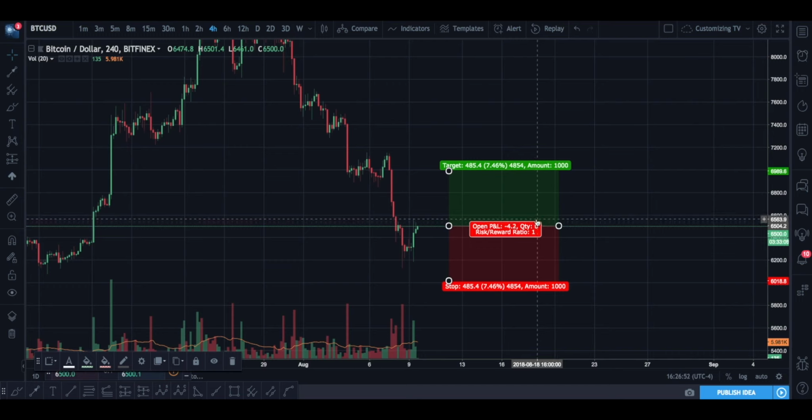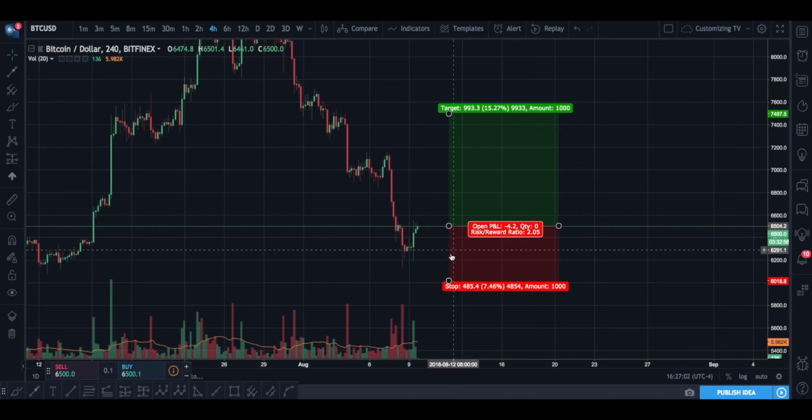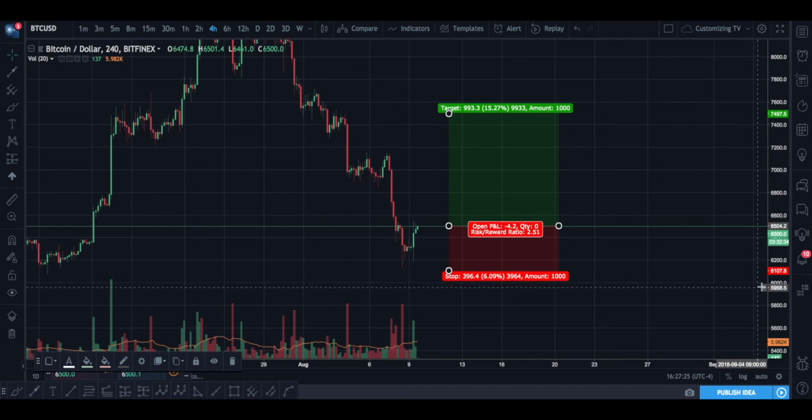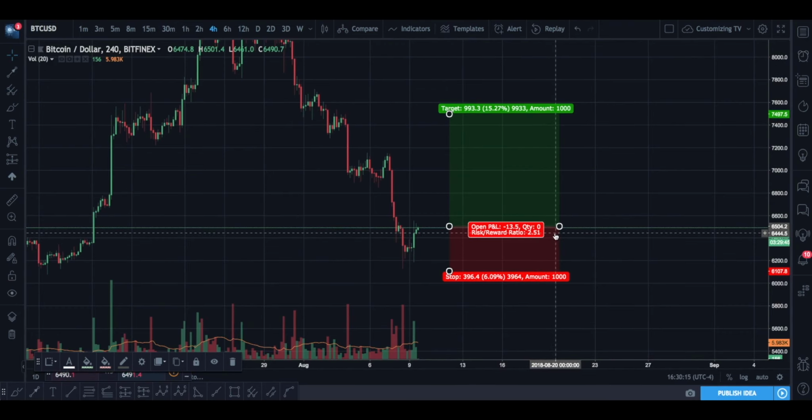So let's say that you are targeting 7,500, but instead of having your stop loss at 6,000, you move it to 6,100. That's enough to increase your risk reward ratio dramatically. So you see now at 6,100, you'll have a 2.5-to-1 risk reward ratio. That's because you are risking $400 for a chance to make 1,000.